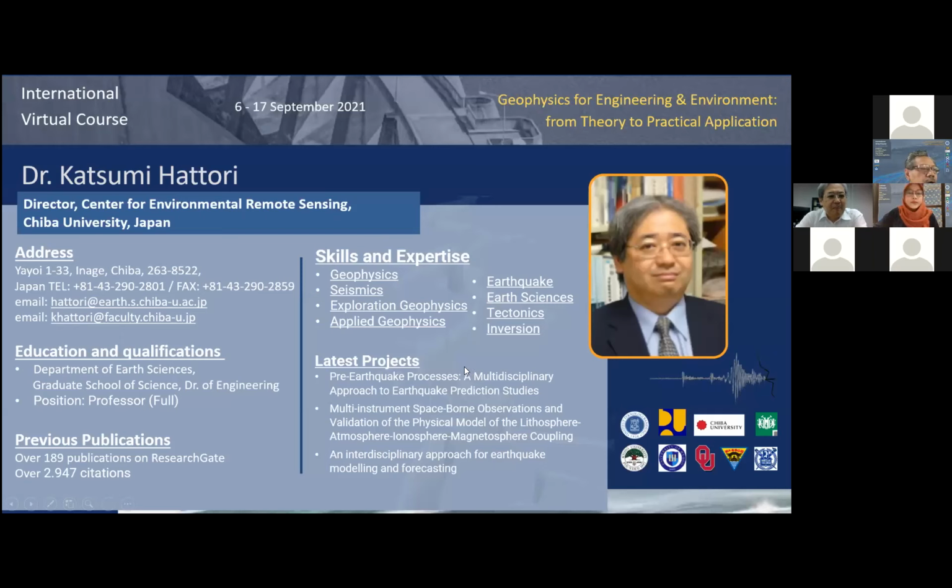Our speaker today is Professor Katsumi Hattori. He is now Director of the Center for Environmental Remote Sensing at Chiba University, Japan. He graduated from the Graduate School of Science and obtained a Doctor of Engineering, and now he is a full professor at Chiba University. He has more than 189 publications on ResearchGate and over 2,947 citations. So this is too much for us.